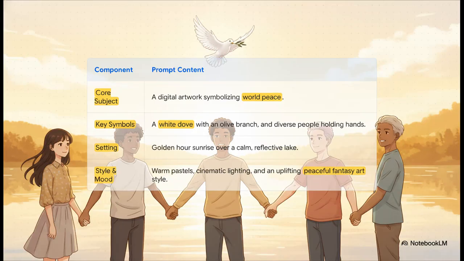Okay, so let's break this down. Think of it like cooking. You've got 4 key ingredients working together here. First, your core subject, world peace. Then you add these timeless symbols, like a white dove, right? That's just universal shorthand for hope. Then you place them in this perfect, serene setting, that golden hour sunrise, which just paints everything with warmth and optimism. And finally, you wrap the whole thing in a specific style to really guide the emotional response.